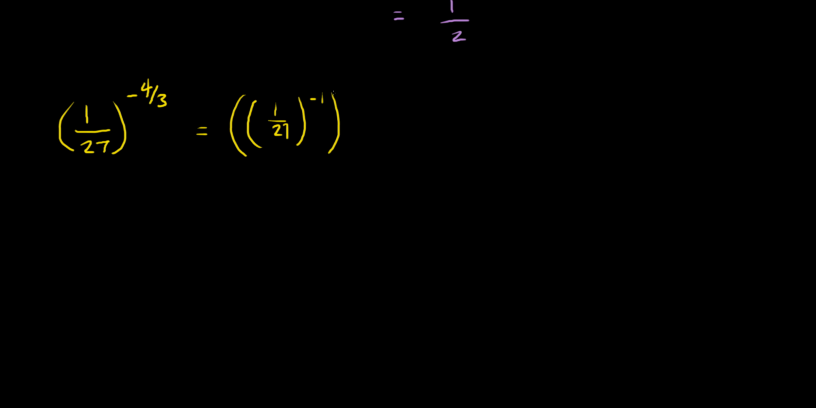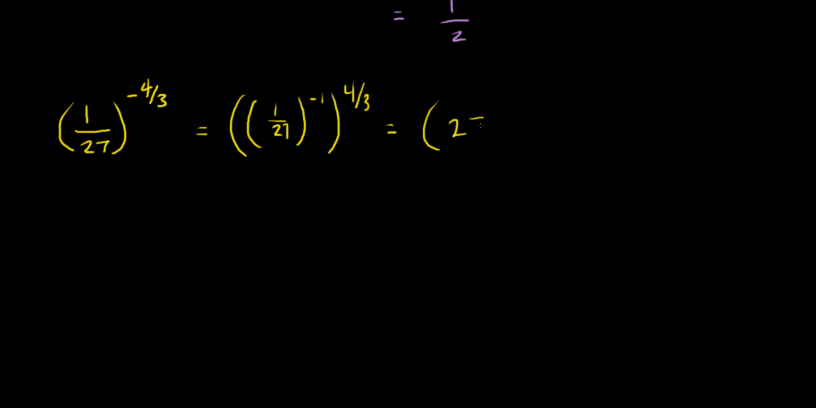So I would write it like this: 1 over 27 to the negative 1, and then 4/3 on the outside, right? And why could I do that? Remember, using that property, you take the product of those two exponents, so you can split it up. Using the parentheses, you can say take the base to that power first, and then after you do that, take it to that power, right? So 1 over 27 to the negative 1 just ends up being 27. Why? Because negative 1 says take the reciprocal. What's the reciprocal of 1 over 27?